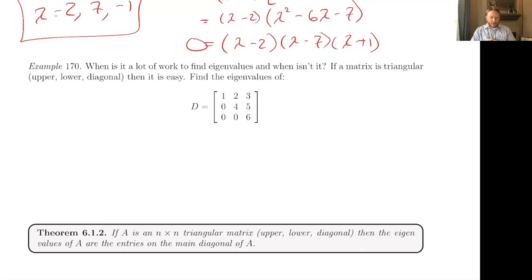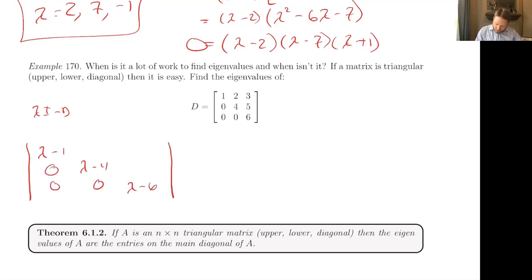When is it a lot of work and when is it not a lot of work to find eigenvalues? Now check out this one called D. If I do lambda I minus D, what am I going to get? I'm going to get lambda minus 1, lambda minus 4, lambda minus 6 along the main diagonal, zeros all below here, and then negative 2, negative 3, negative 5.